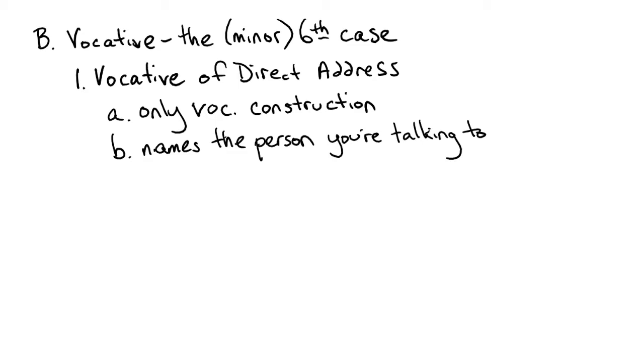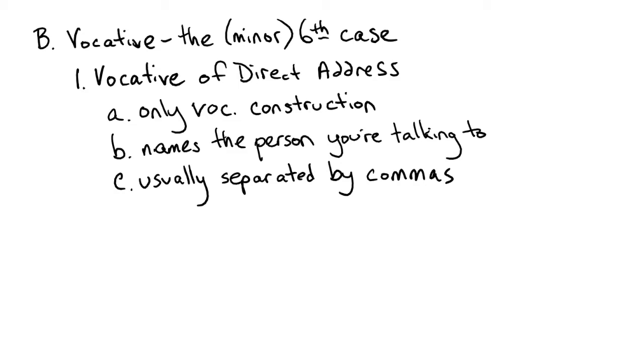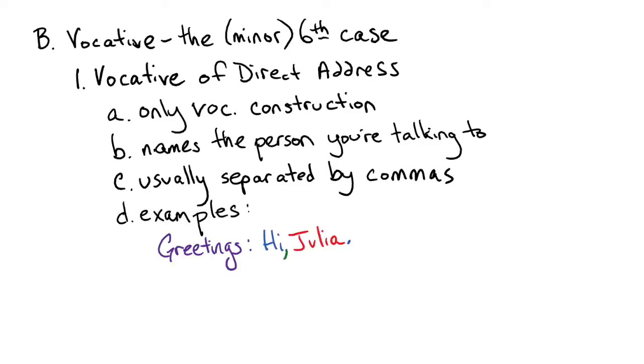In English, we can find that it is usually separated off by commas because direct address is not grammatically related to the rest of the sentence. For example, we could use the vocative in a greeting. Hi, Julia. We could also use the vocative to name who we're telling a statement to. Julia, it's raining. We're simply informing Julia of something.